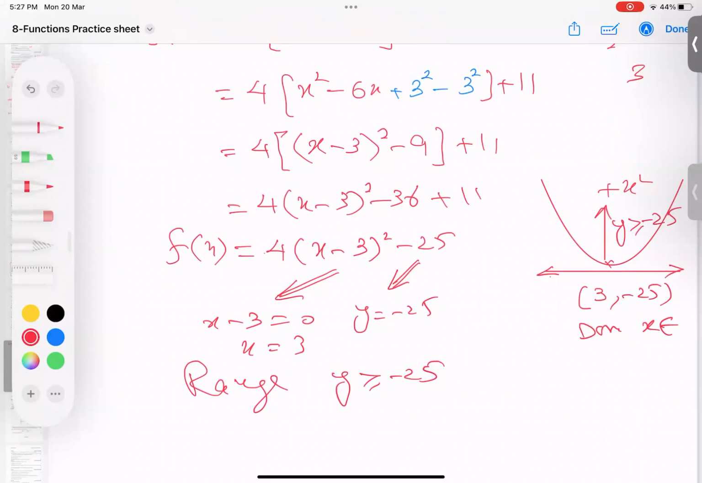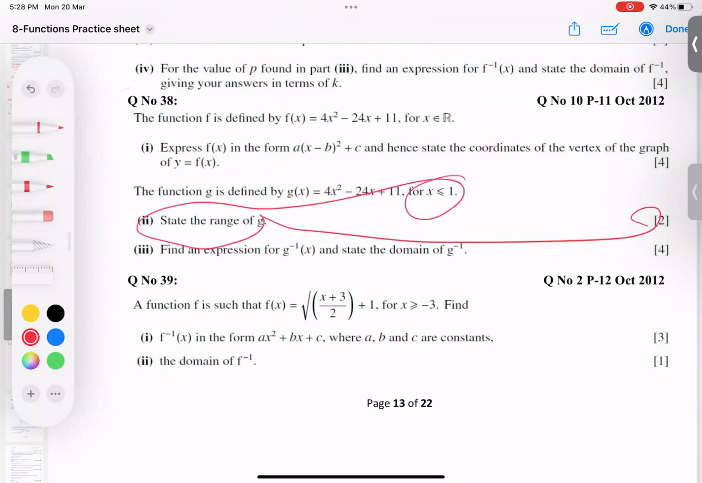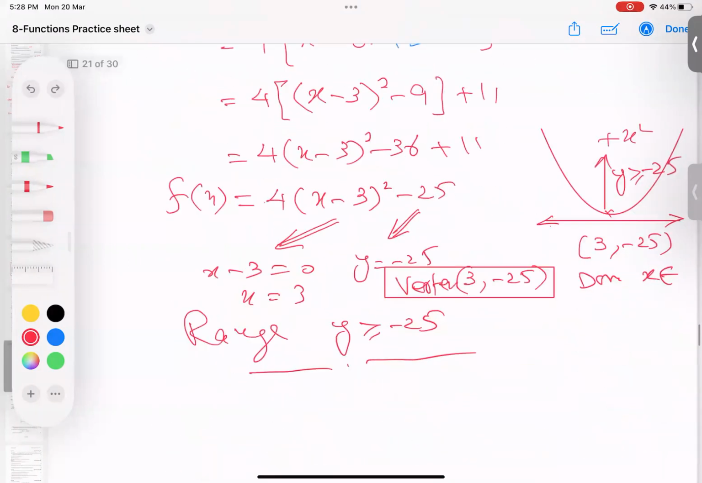He was asking for the turning point, stationary point, and that's it. This is called the vertex. This he was asking, I have done it. The range is an extra part, but the very interesting part is here. Some students think that the range for this is also the same. No students, x is less than 1. So let's see how we can find it when x is less than 1. Get ready. We have to find the range for 2 marks. Very interesting.